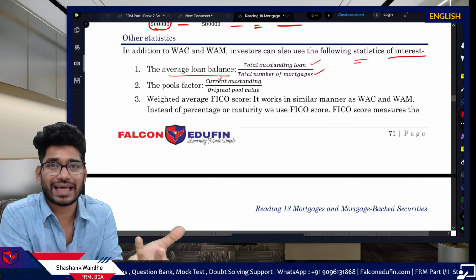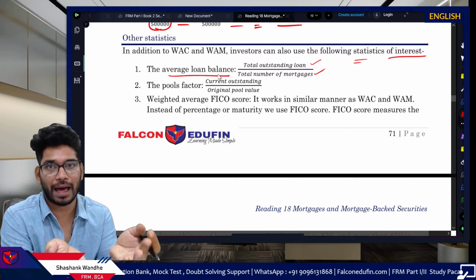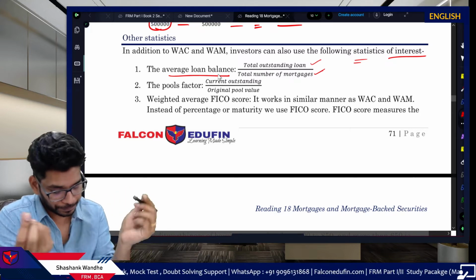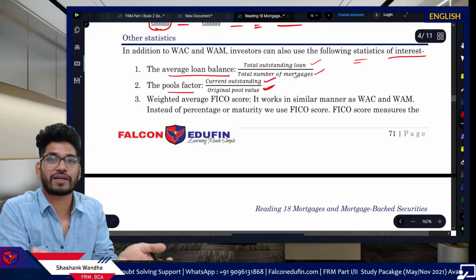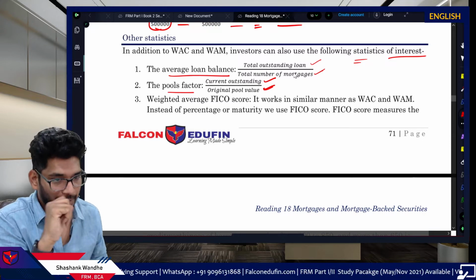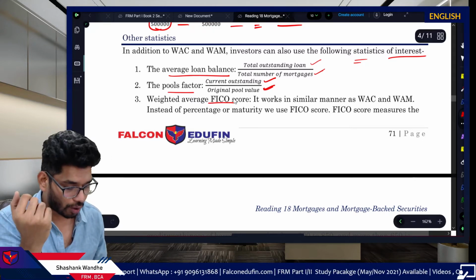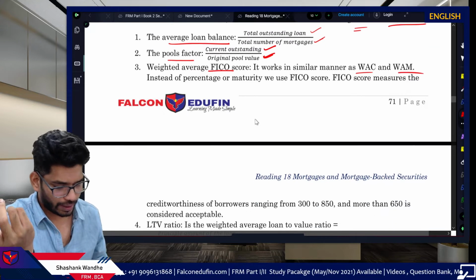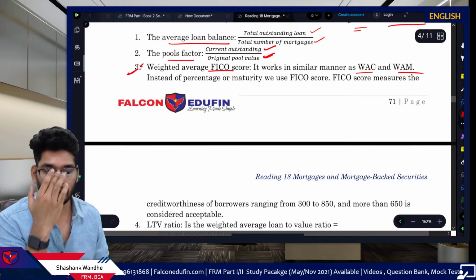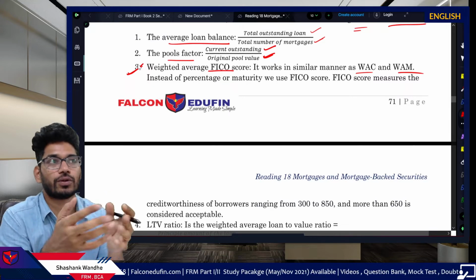So he needs to know the average loan balance or average loan value. Then pool factors, so current outstanding and original value, how much is remaining in the pool. Okay, and then FICO score of borrowers. And you have WAC and WAM. The calculation is the same for the FICO score as well. So you will take the FICO score.